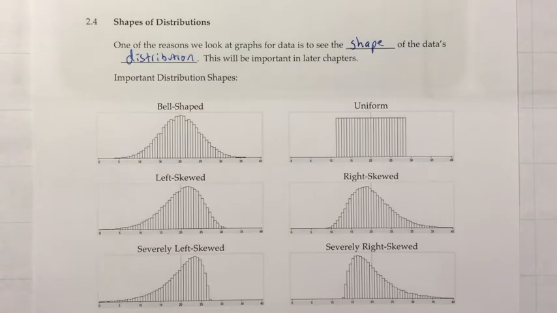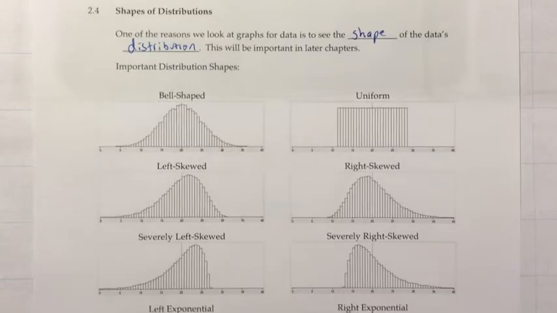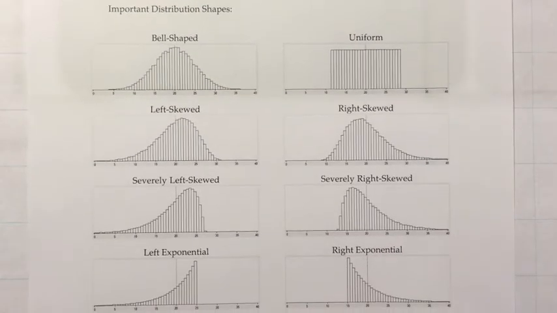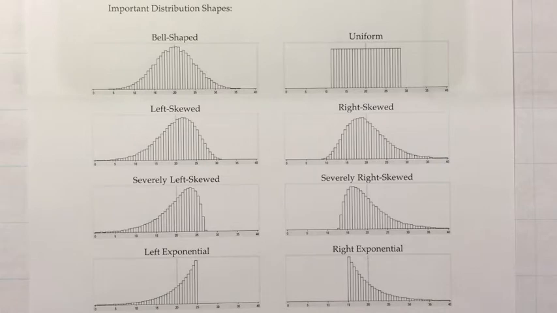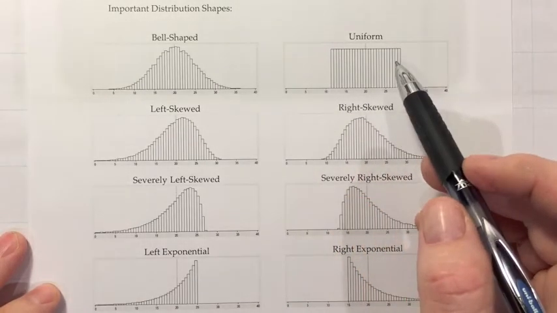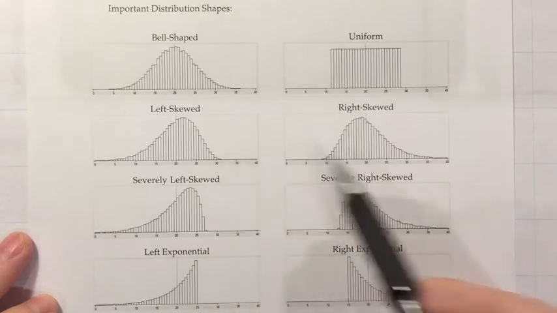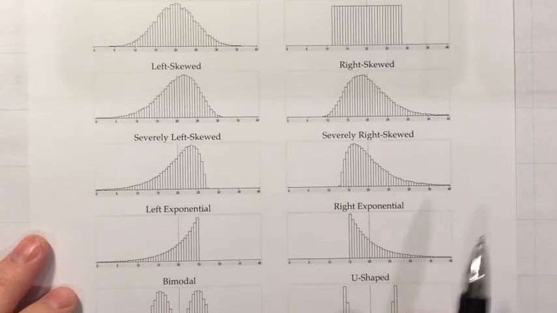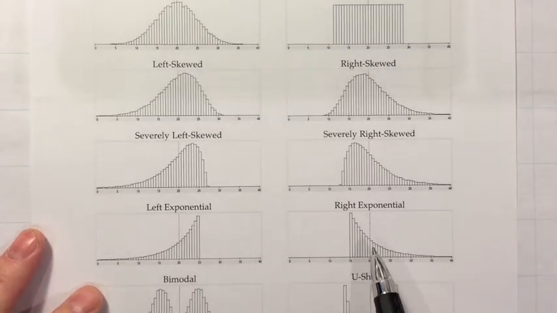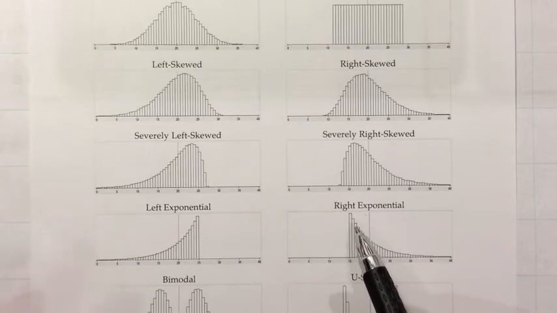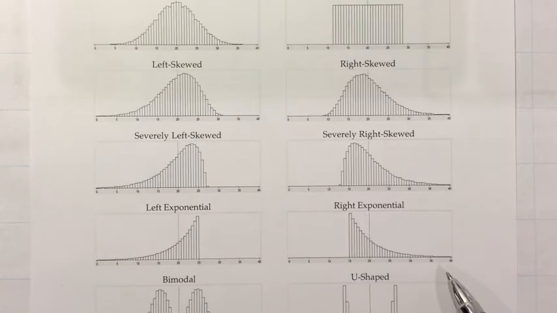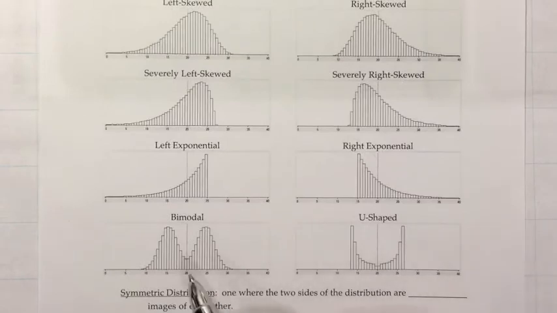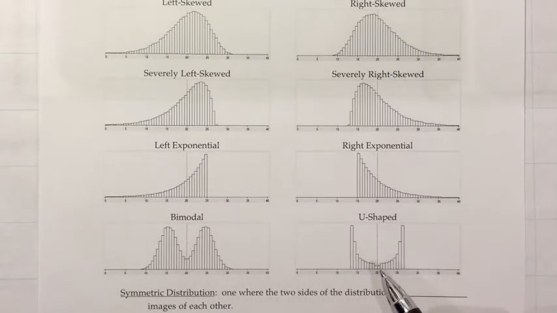So what I want to do here is show you some important distribution shapes that I'd like you to be familiar with. So we have a bell-shaped distribution because it has that sort of bell shape to it. We have a uniform distribution where everything is the same height, or they're uniform. We have left and right skewed distributions, severely left and right skewed distributions, and the severest of left and right skewed distributions, which we call left exponential and right exponential. You might recognize those shapes as an exponential growth, exponential decay type of look from your algebra classes. And then we have a couple other ones, bimodal and U-shaped.